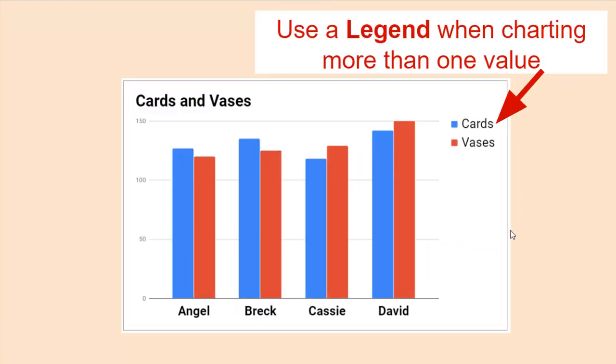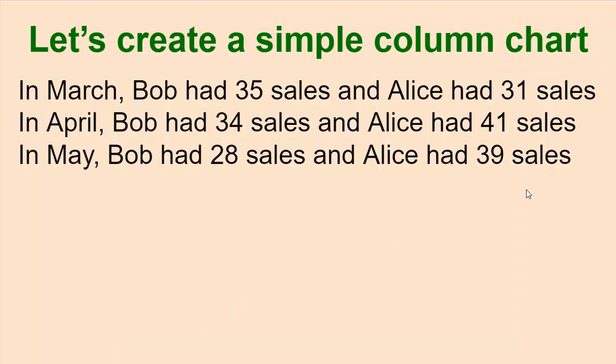When you use a legend, when you're going to graph more than one thing, in this case, Angel has two numbers, and Breck has two numbers, one for cards and one for vases. We haven't done that before. We've always had Angel is just one number, and Breck is just one number, and Cassie just one number, but now they have two numbers. So there's a little trick to that.